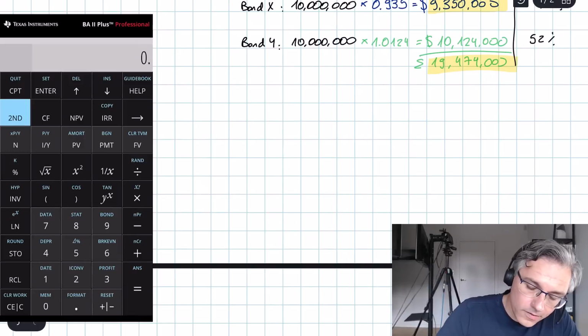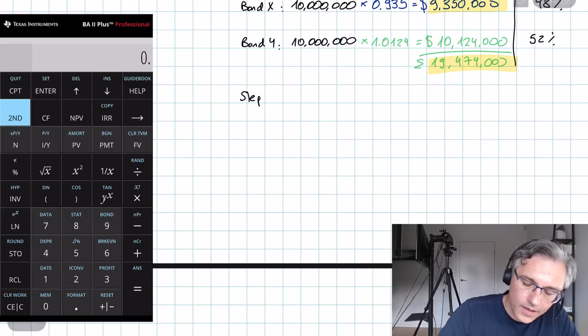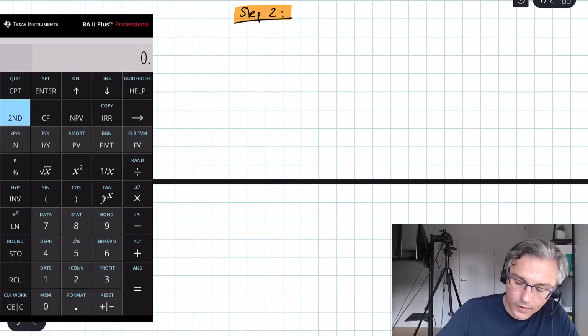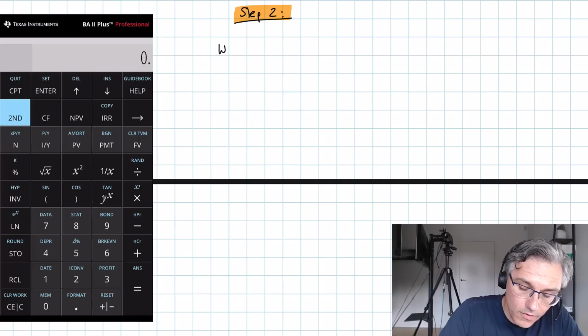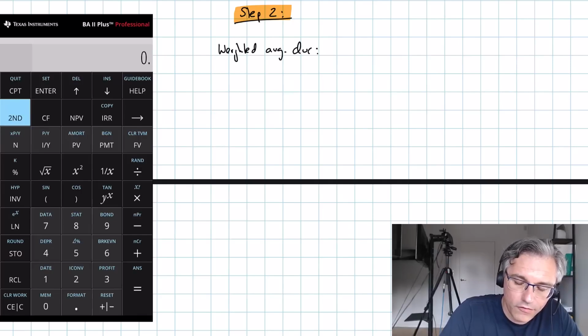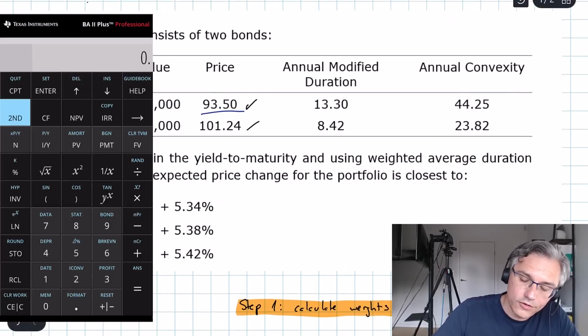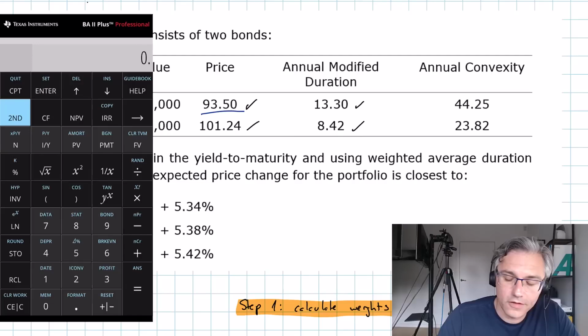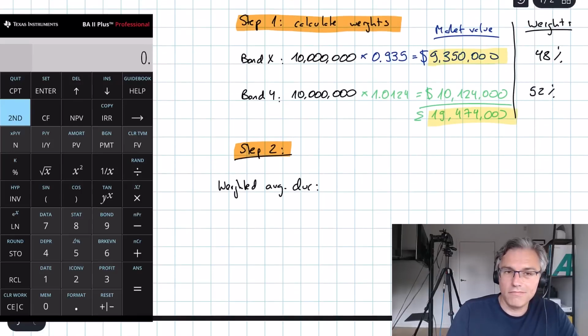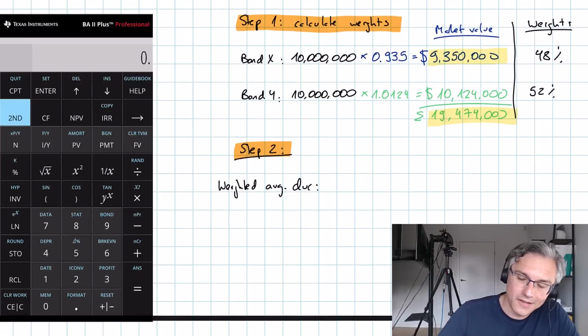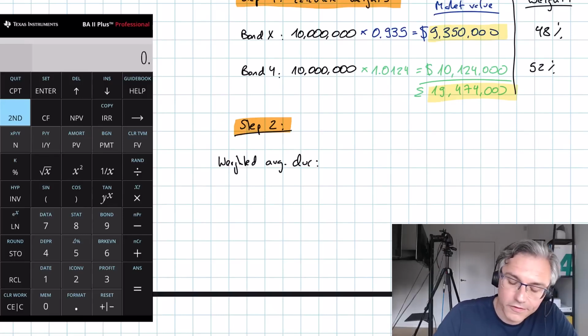I shall now proceed to what I will call step 2, and that will be computing the weighted average duration and the weighted average convexity. So weighted average duration first. Take the durations for each of the bonds, 13.3 and 8.42 respectively, and weigh by the weights that we just discovered over there, 48% and 52.